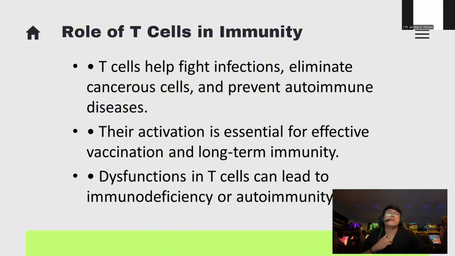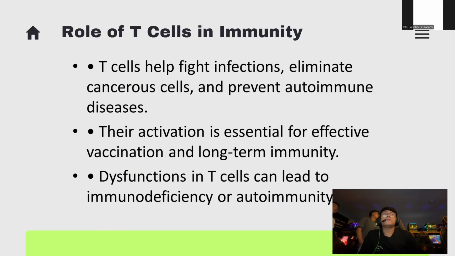For example, vaccines work by stimulating memory T and B cell production, equipping the body with an efficient immune response against future infections. So makita natin na yung paggawa ng vaccine is also helpful talaga yung T cells.